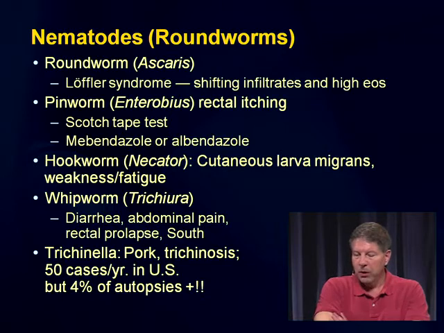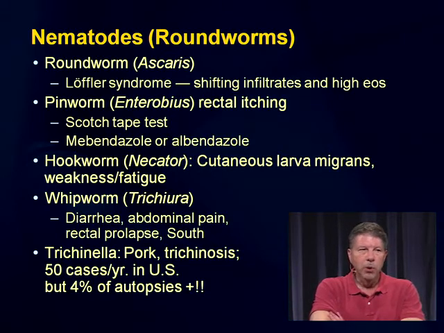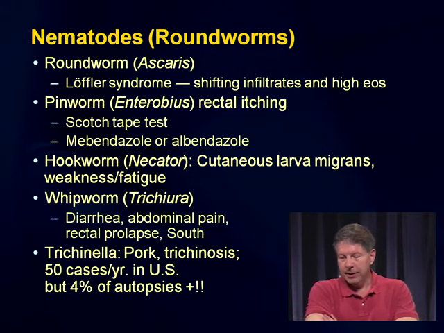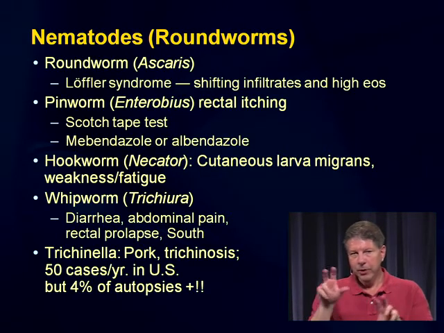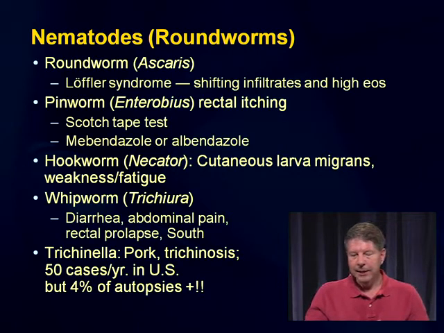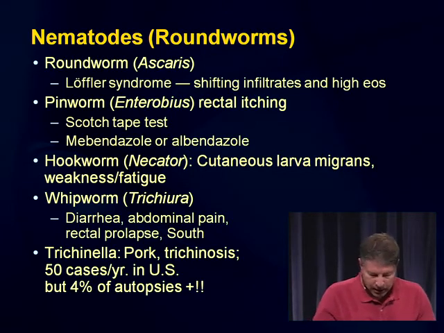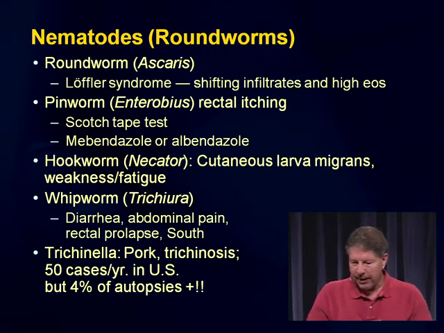So the roundworm is Ascaris. You get the Loeffler syndrome, where the worm, we're not the natural host. It's trying to find the natural host, which is in us. And so you get these shifting infiltrates on a chest X-ray. It's kind of classic what you'll see with this. You also can see that, remember, with Toxocara, which we'll talk more about tomorrow with the zoonoses.